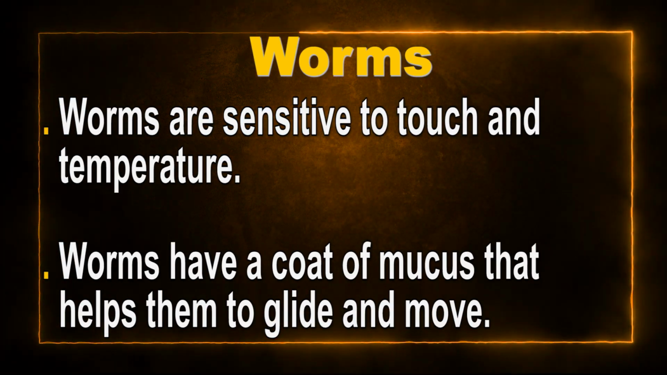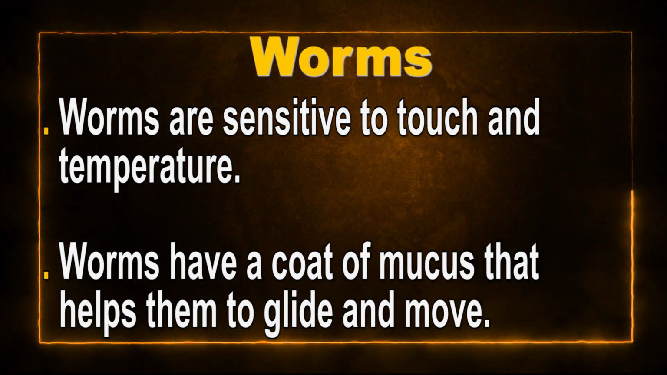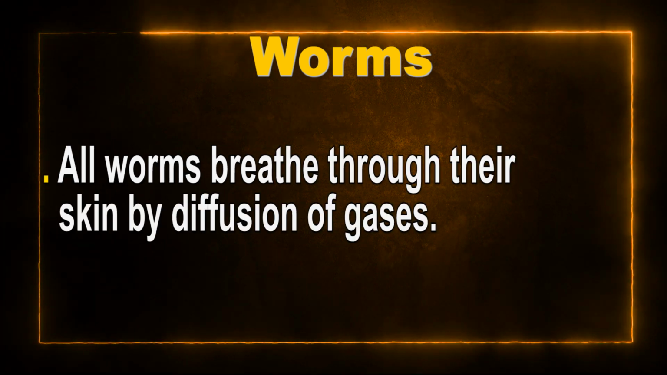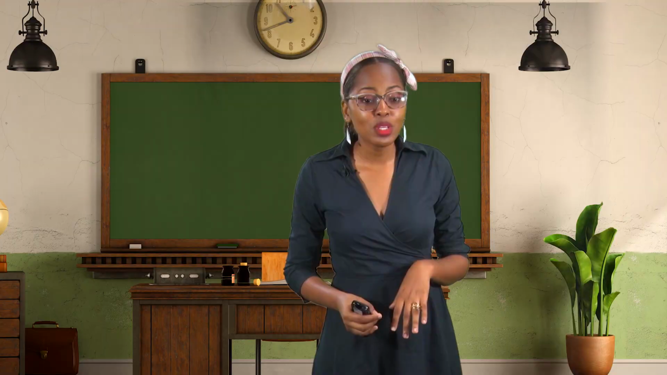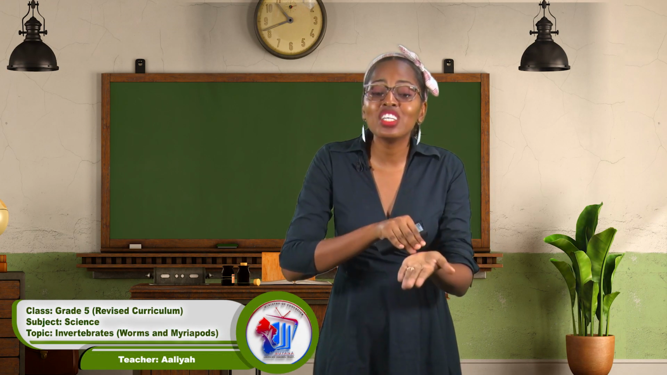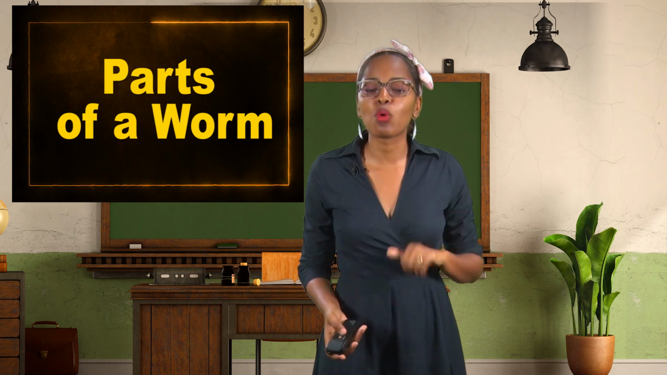Worms have a coat of mucus that helps them to glide and move. All worms breathe through their skin by diffusion of gases. So worms, they don't breathe with lungs, they actually breathe through their skin. That's a fun fact. Now let's look at the various parts of a worm.